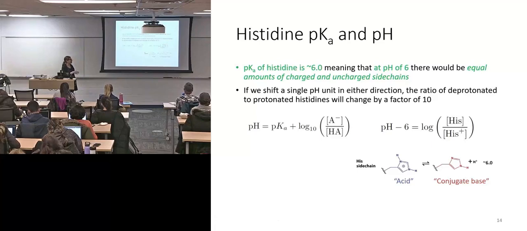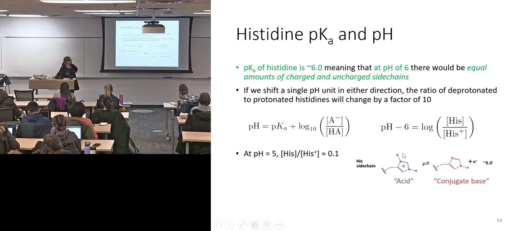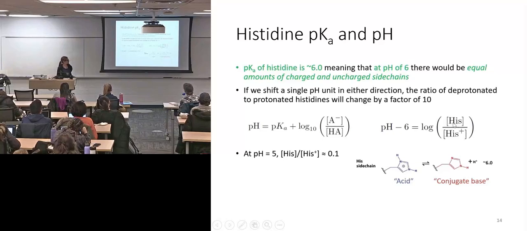If we were to shift the pH one unit in either direction, the ratio of deprotonated to protonated histidines will change by a factor of 10. This is a property of the log base 10. So at a pH of 5, okay, 5 minus 6 gives me a negative 1. So a negative log is because this ratio is less than 1. Okay, so this ratio of deprotonated to protonated histidine residues is 0.1. Another way to think about this is for every 10 residues that I have, 9 of them have the proton on, and 1 of them doesn't. At pH 7, it goes the other way.